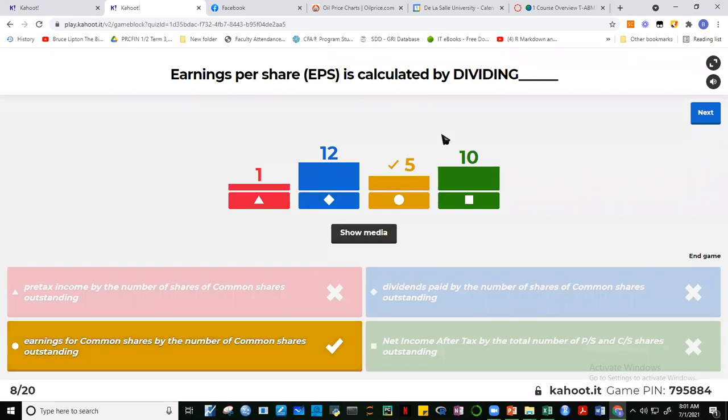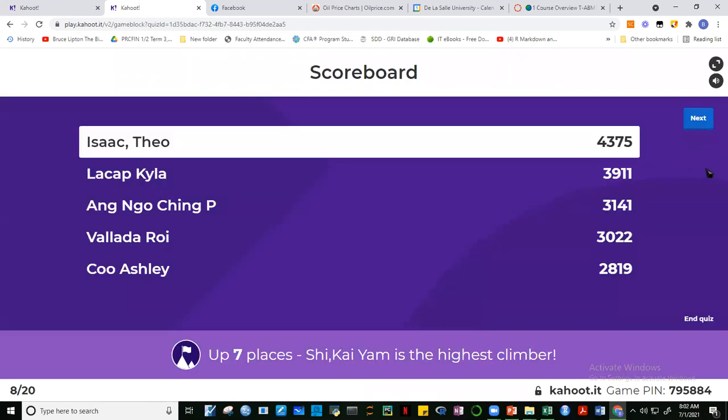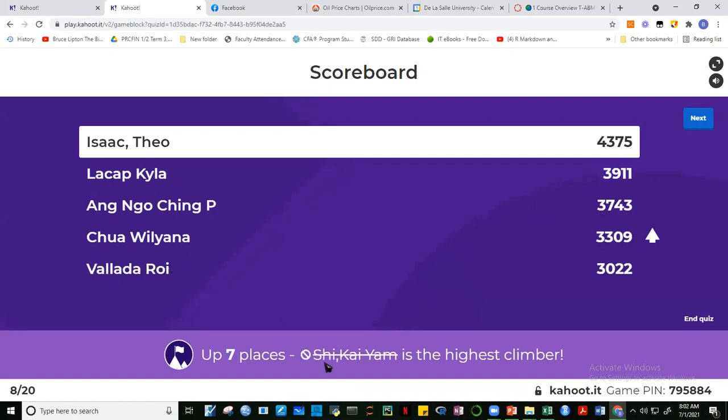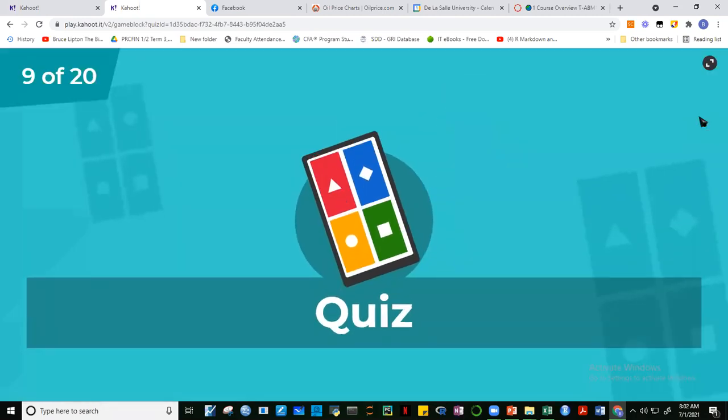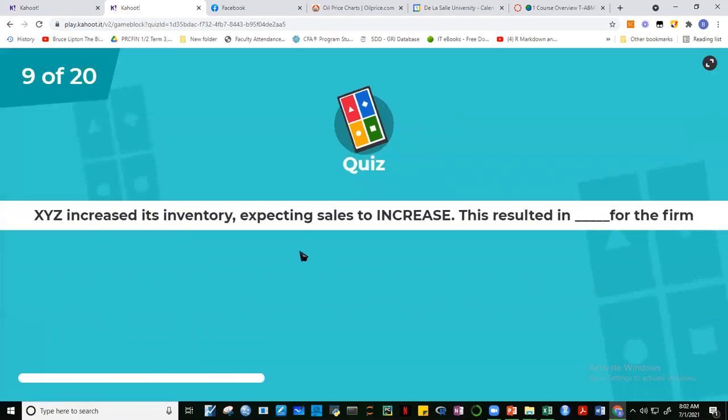Okay, so 5 of you got it? Okay, so Teo's still on top, followed by Kyla, Ching, Williana, and Roy. Okay? Tapos sabi dito si Kai, highest climber, up by 7 places. Okay, next question, question number 9. We have 20 questions here. Nag-increase yung inventory, expecting sales to increase.